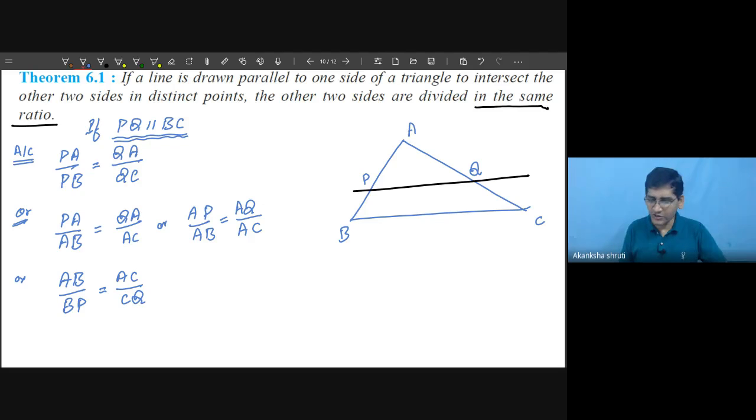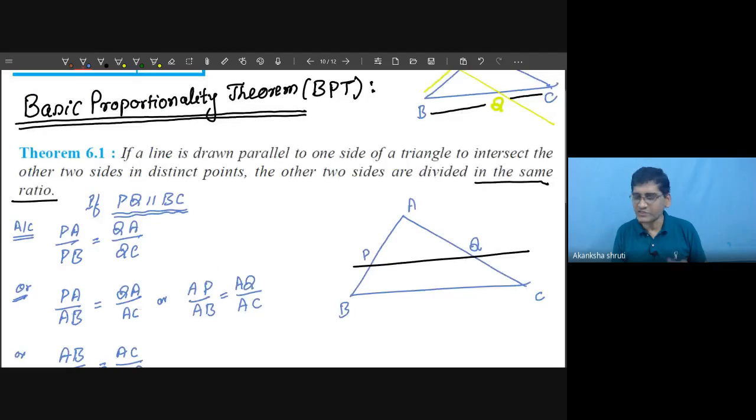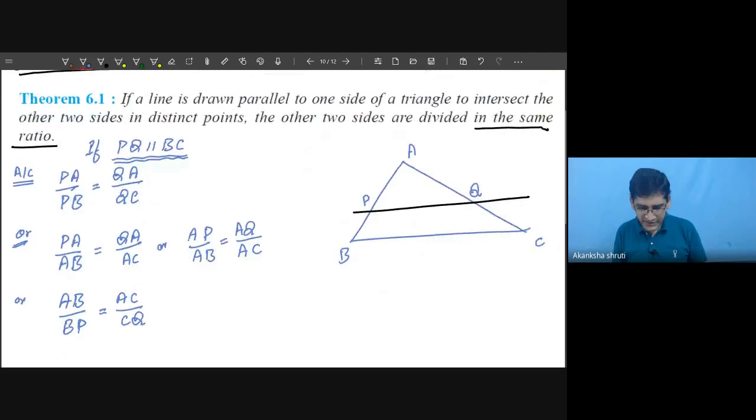The reverse is also true. If these ratios are holding good for the two sides which are intersected by a line, then that line will be parallel to the third side. That is called the converse of this theorem, or converse of the basic proportionality theorem. So those things we will also write later. So this is the meaning.